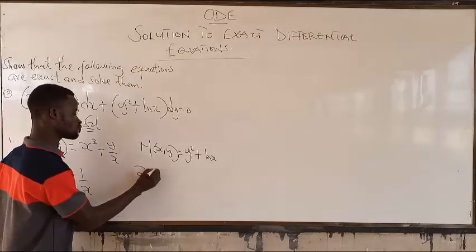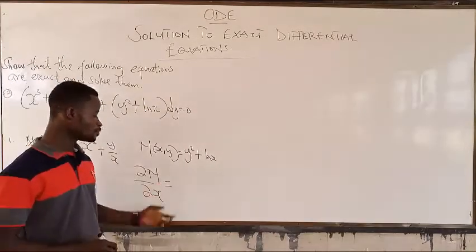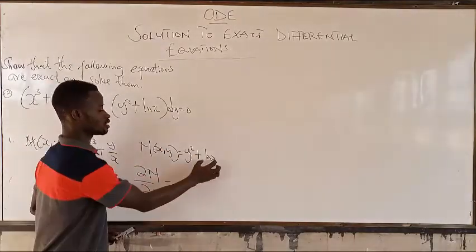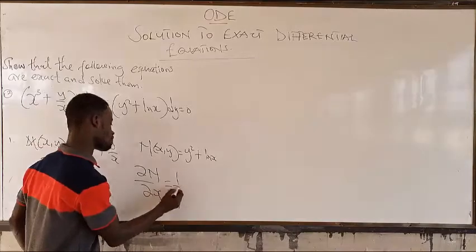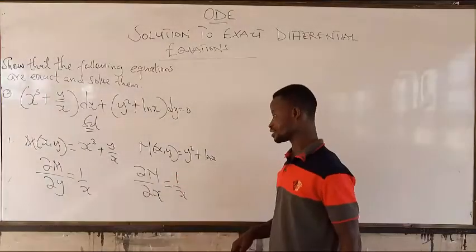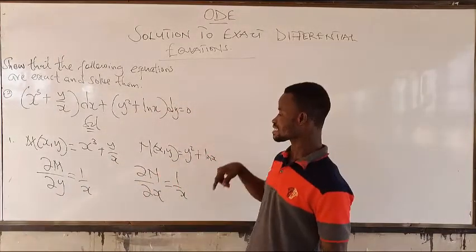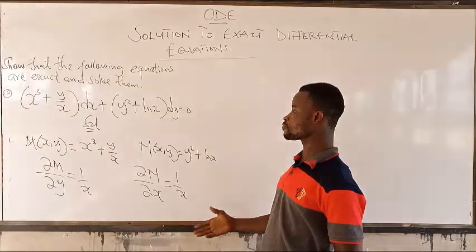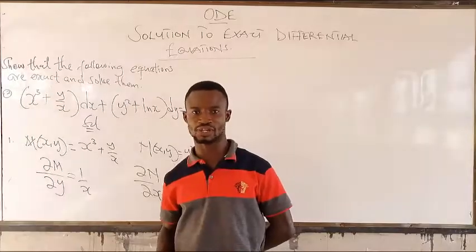Then we go and take the partial derivative of N with respect to x. Here we treat y as constant, so this is going to give you 0. Then ln x: when you differentiate ln x, what will you get? 1 over x. That is why you don't need to forget your calculus 1 and 2. So now you can see that the partial derivative of M with respect to y is the same as the partial derivative of N with respect to x. Therefore, this differential equation is an exact differential equation.